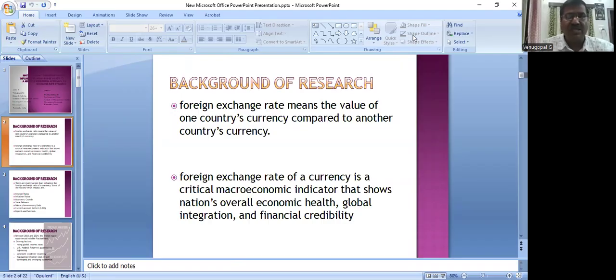So the background of the research is foreign exchange rate. It means the value of one country's currency compared with other countries' currency. It's actually the rate of one currency with other currency. The foreign exchange rate of a currency is very critical when we try to understand the economic health of a country. We measure it actually to say it is the economic health of the country.